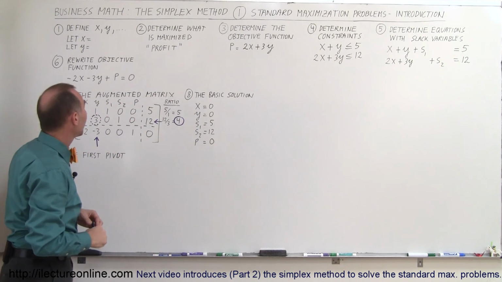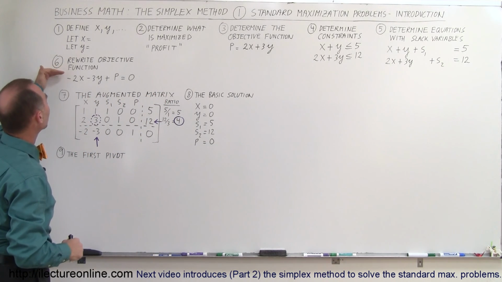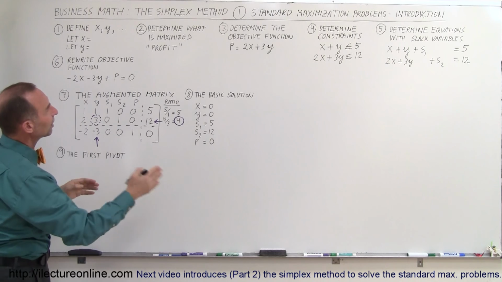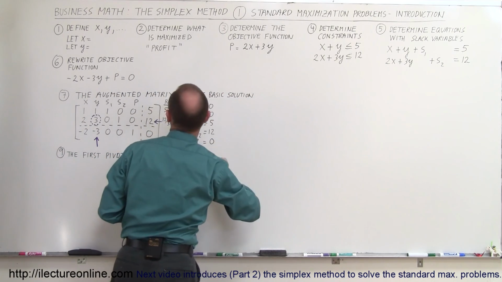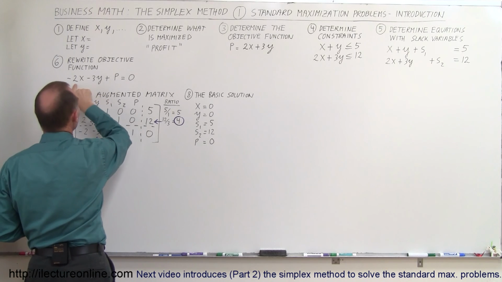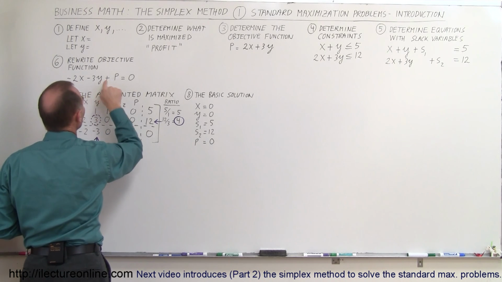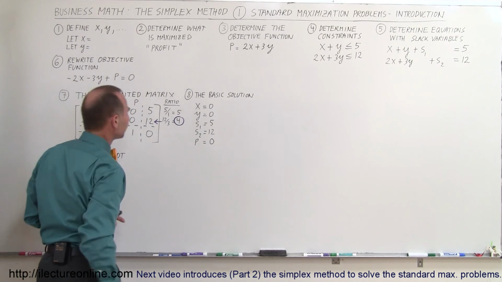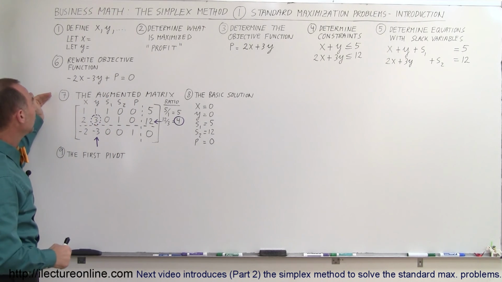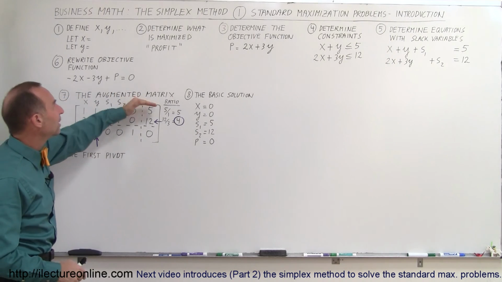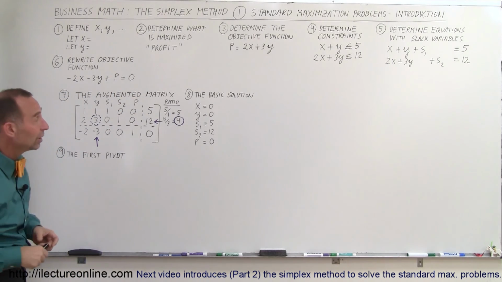Then the next step is to rewrite the objective function. We want to move everything in the objective function over to the left side and set it equal to 0 on the right side, which means this now becomes minus 2x minus 3y plus the profit equals 0. Now we're going to take all that information and put it into what we call the augmented matrix. This is where the Simplex method really starts.